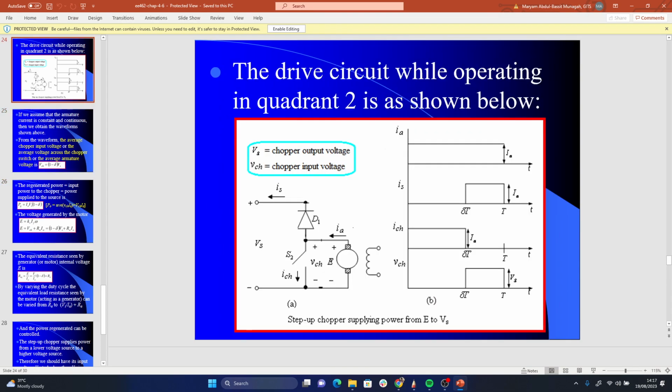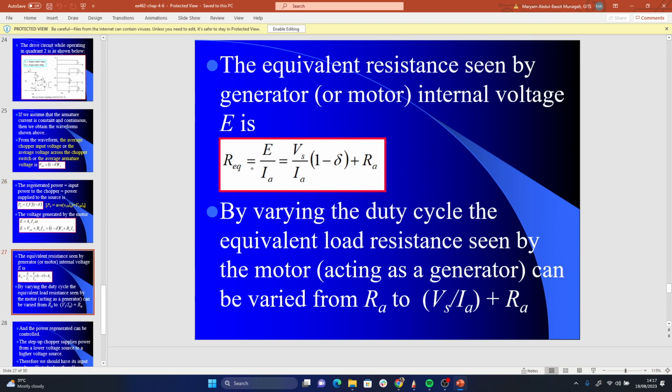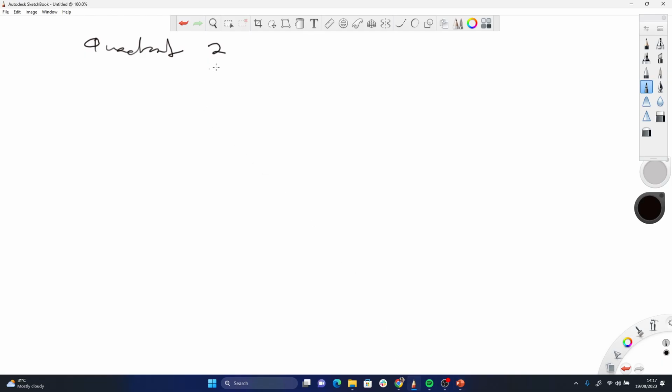Is equal to this VCH here plus IARA. There's some IARA going through here. So that becomes this E here. So you also know this formula here. When we know VCH, which is the chopper, V naught of VCH, is equal to 1 minus delta of VS, IARA. So now the equivalent resistance seen by the generator, which is now the motor, because it's regenerating. The motor is now the one supplying the power.